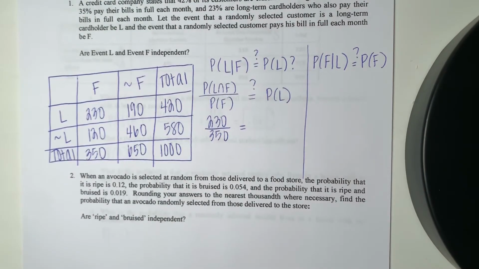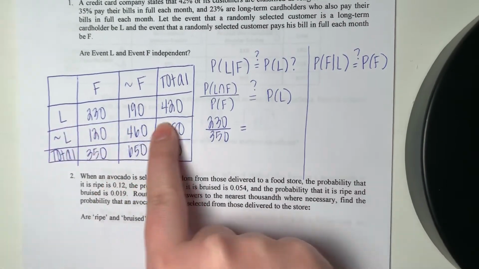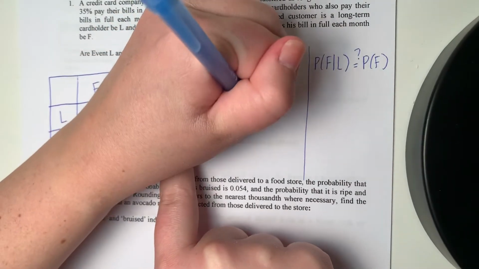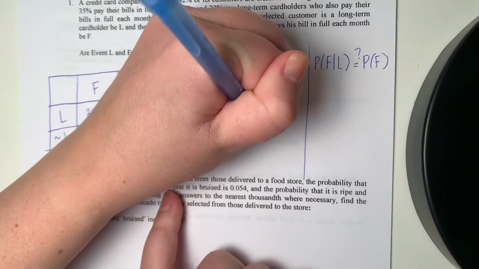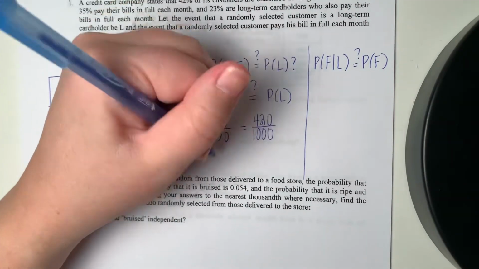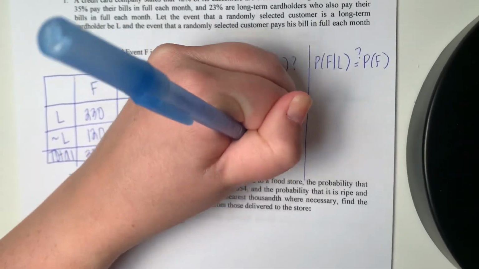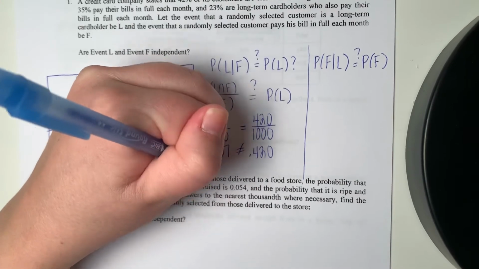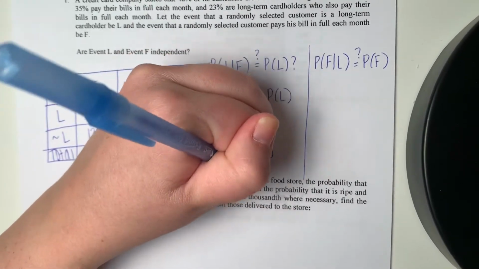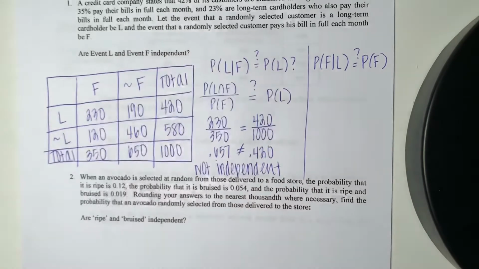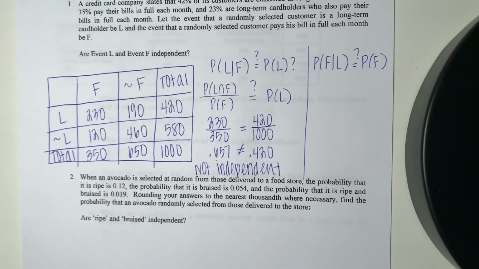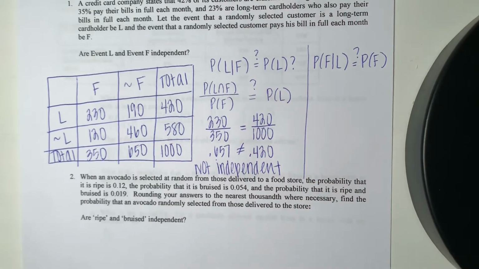And now, is that equal to the probability of L? Well, the probability of L, the total number of L is 420 over the total, which is 1,000. And this gives us 0.657 is not equal to 0.420. And this means that the events are not independent. Okay. If you were to set it up this way, you would notice that you also get something that is not independent. Like I said, it's not necessary to do both ways, just one. Okay.